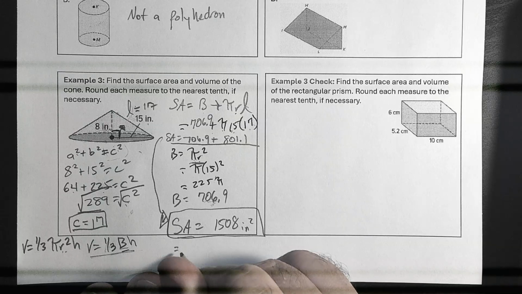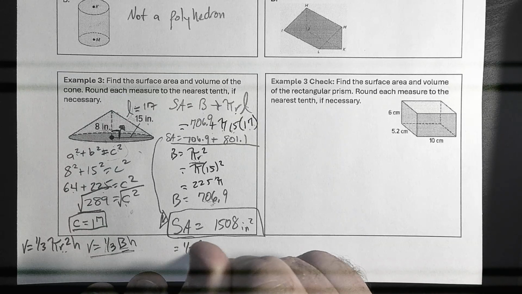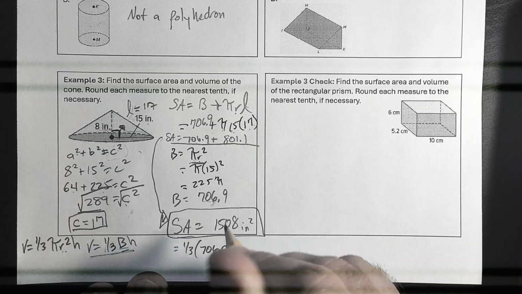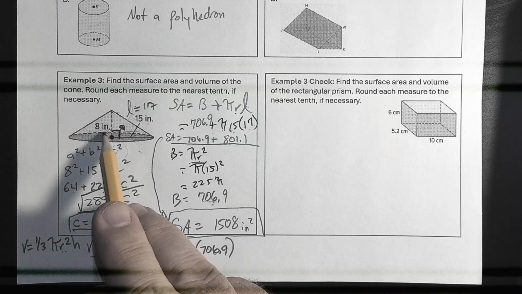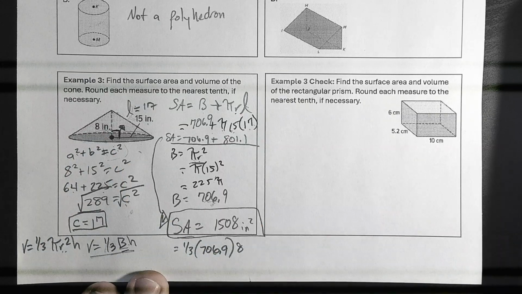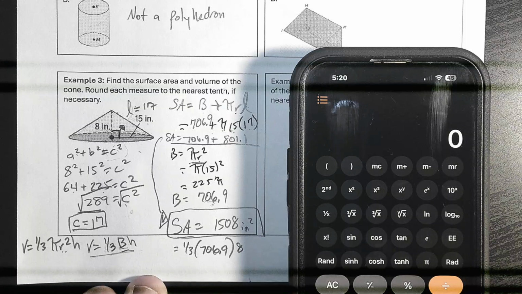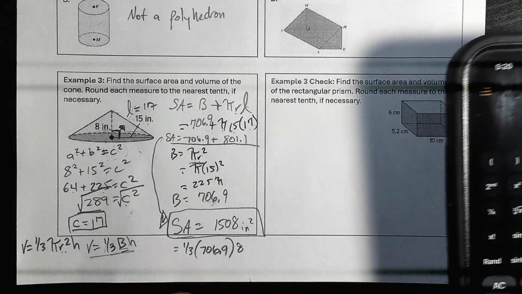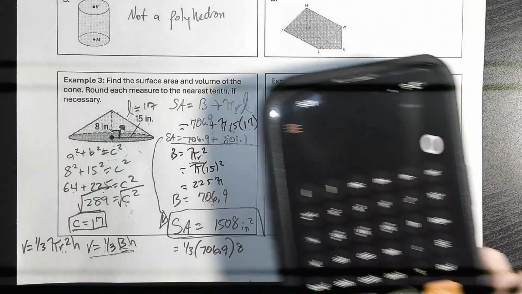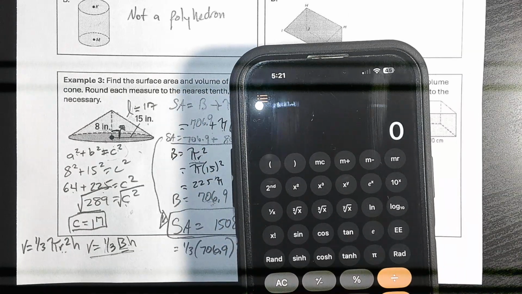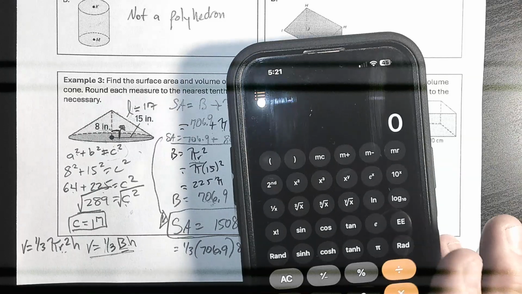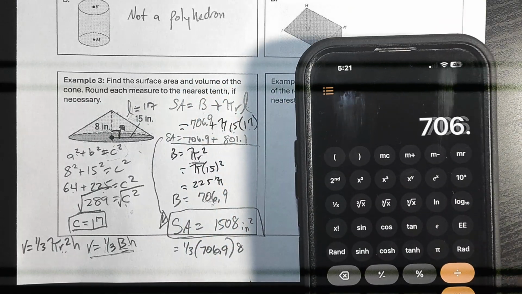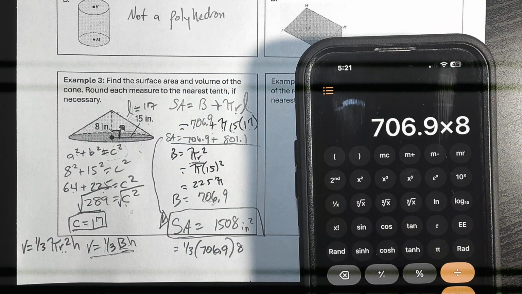So the volume equals 1/3, 706.9 from up here, times the height. The height is 8 inches. Because it's a third, I'm going to multiply these two, and then divide it by 3 because they want a third of that. It's easier than saying 1 divided by 3 and then multiplying that by 706.9 times 8.